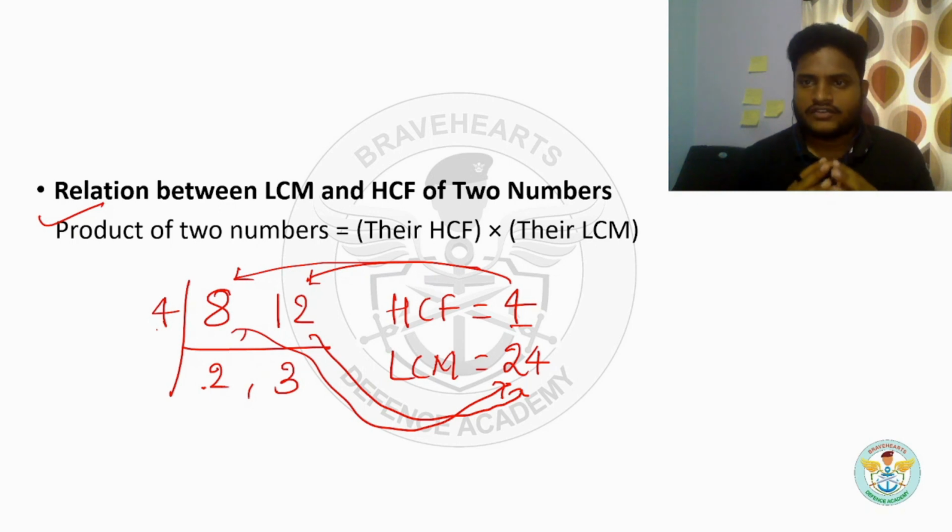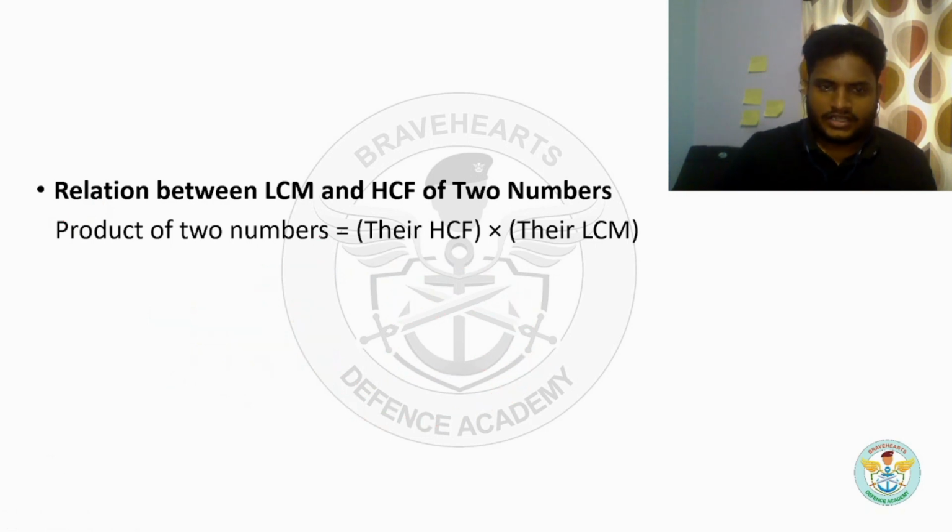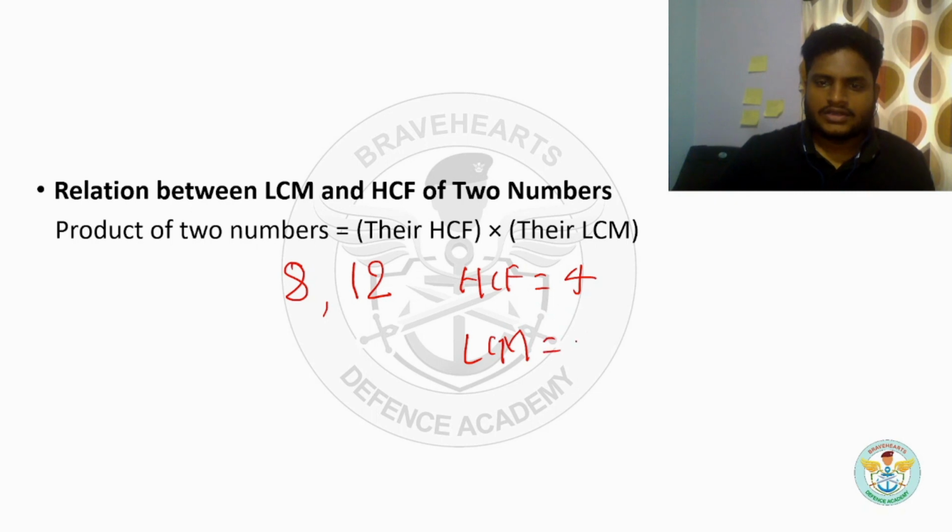So whenever you get confused as to finding the LCM when HCF is given in the questions, then you can use this trick. I'll teach you how to use this trick also. Now let's understand what we are trying to get here. Let's take the same numbers 8 and 12, we got the HCF as 4 and LCM as 24.